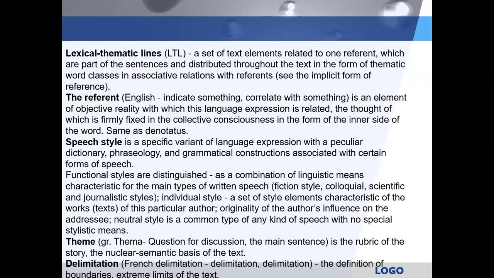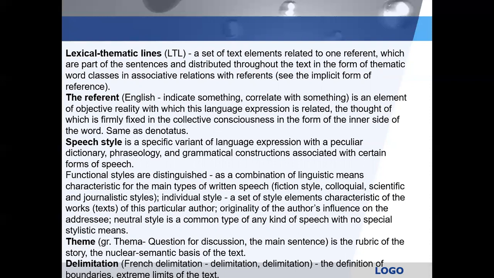And the next, lexical semantic lines, a set of text elements related to one referent which are part of the sentences and distributed throughout the text in the form of thematic word classes in associated relations with the reference. The referent is an element of objective reality with which this language expression is related, the sort of which is firmly fixed in the collective consciousness in the form of the inside of the word.